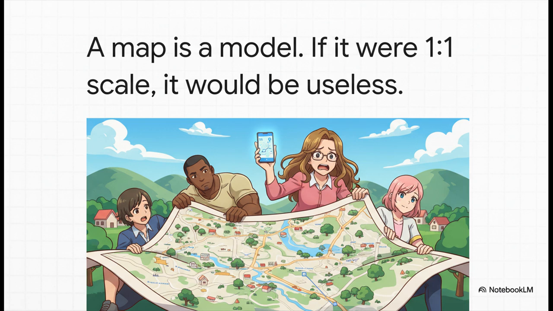Think about a map again. A map is a model of the world. Now imagine you had a perfectly accurate map, one that was the actual size of the Earth. It would be totally useless, right? You couldn't fold it, you couldn't put it in your pocket. A map's wrongness, the fact that it's simplified, is exactly what makes it useful.